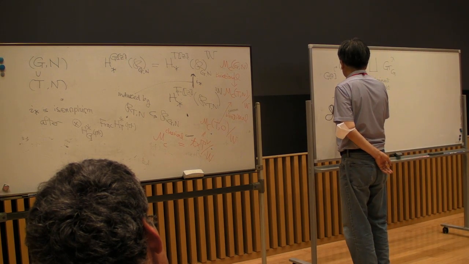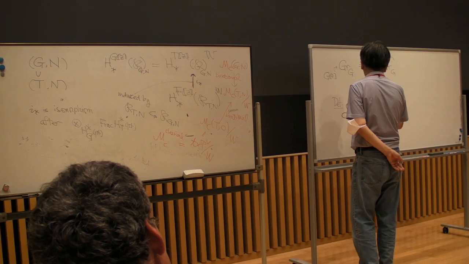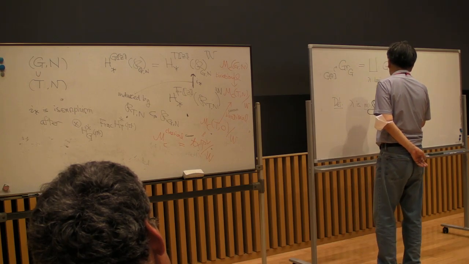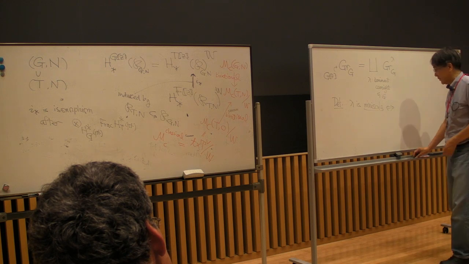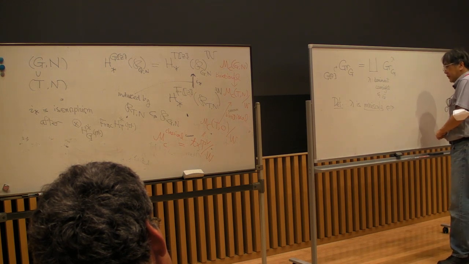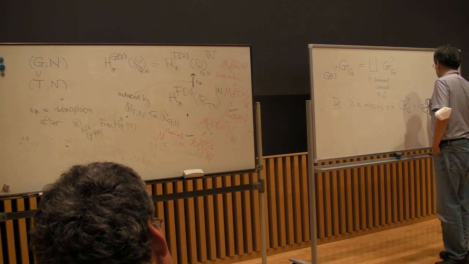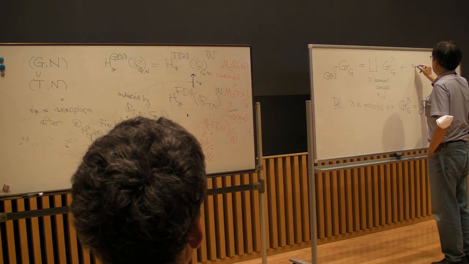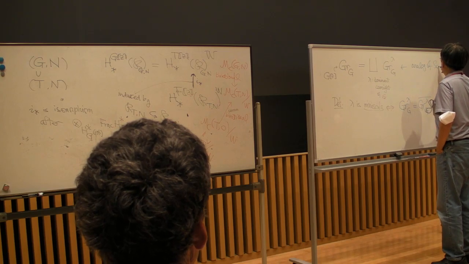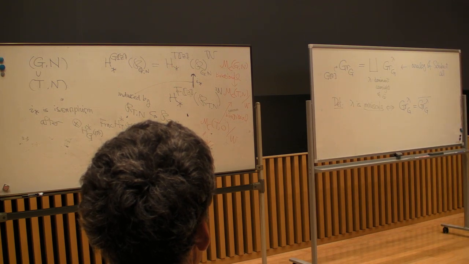And I say, definition: lambda is minuscule. There is a combinatorial description for minuscule, right? But I use a different one. In terms of the affine Grassmannian, this is a very easy description. The point is that the affine Grassmannian possibly has several connected components.